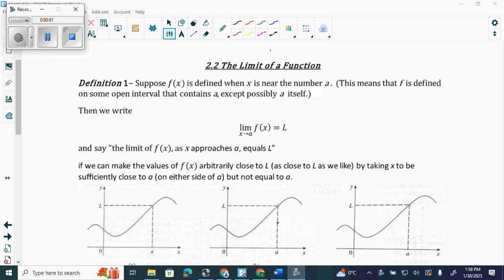Definition 1. So suppose f of x is defined when x is near a number a.